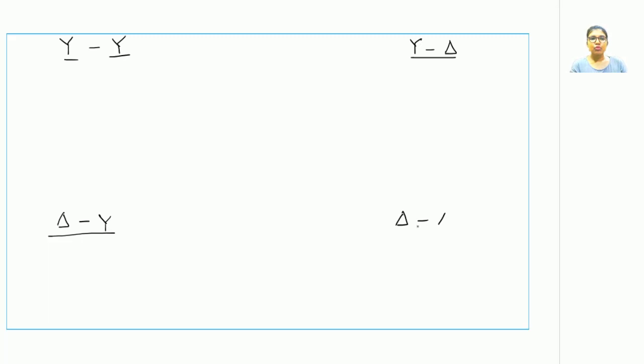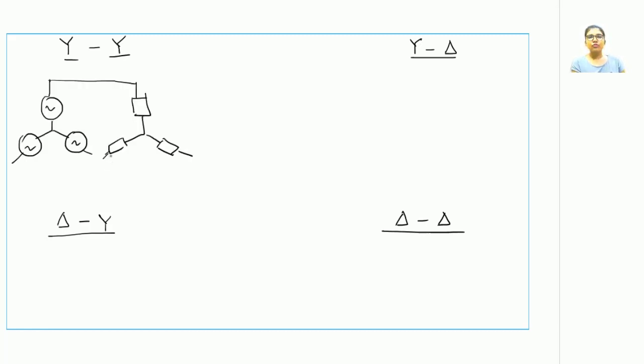Both the source and both the loads can be delta-delta. Now I'll draw all of these figures combined together. Over here I have drawn a star source and a star load. Now look here, I have joined the R phase to R phase. This is my Y phase and this is the Y phase of the source. They must be joined together, so I am joining Y to Y.